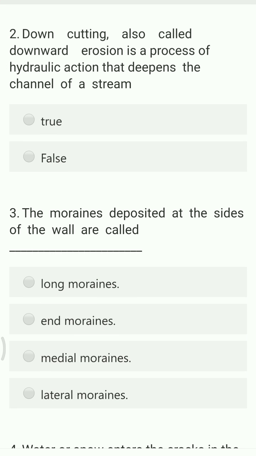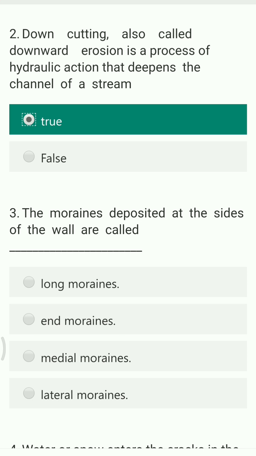Next question. Down cutting, also called downward erosion, is the process of hydraulic action that deepens the channel of the stream. Whenever the down cutting type of erosion takes place, it starts deepening the channel itself. So it makes the channel deeper. So it is basically a hydraulic action. So this is true. Next question.